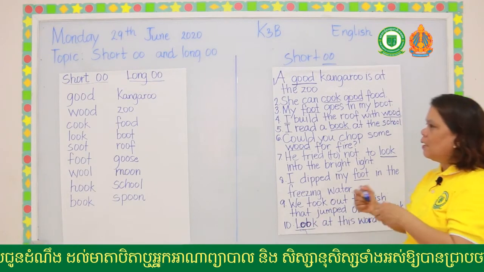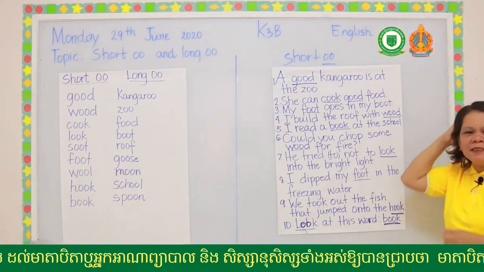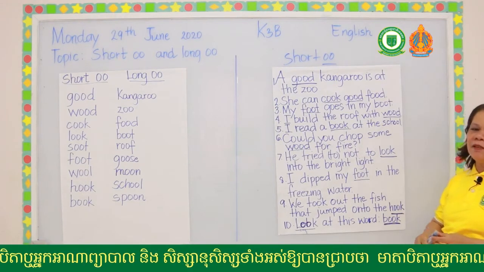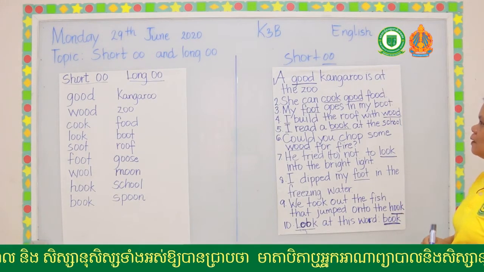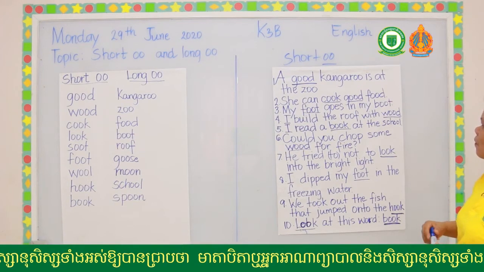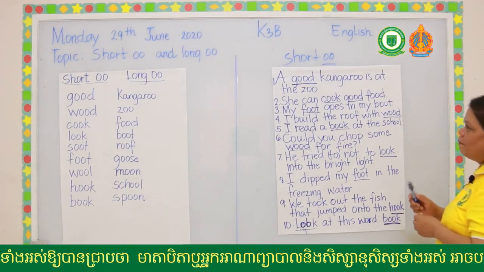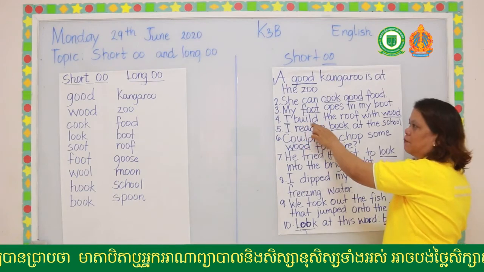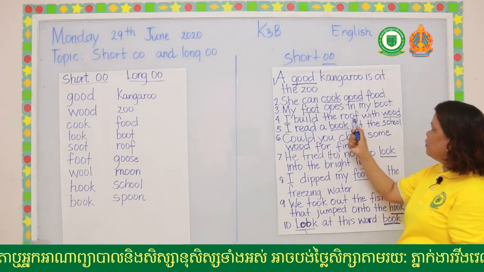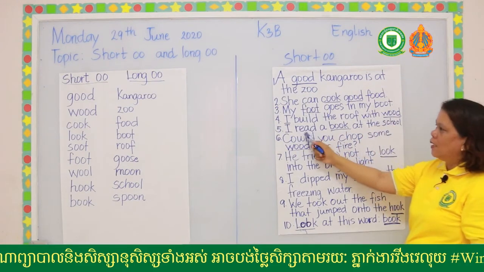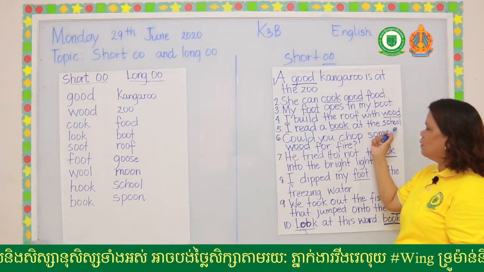Alright? Okay, one more. Please listen carefully because you're going to read even these sentences. Okay? So, identify the words not easy for you to read. Build. This one is build. The roof with wood. I read a book at the school.